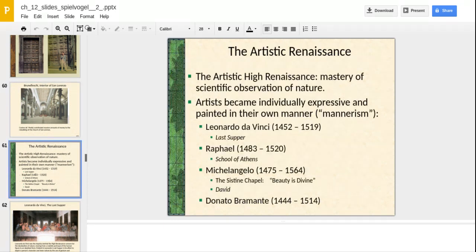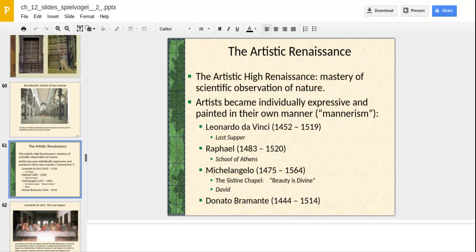Now, the artistic High Renaissance I mentioned earlier: the mastery of scientific observation of nature, and artists became individually expressive and paint in their own manner. They have these mannerisms. That's Da Vinci work. That's Raphael work. Da Vinci's famous for several: Last Supper, Mona Lisa. Raphael is famous for the School of Athens, which we saw earlier.